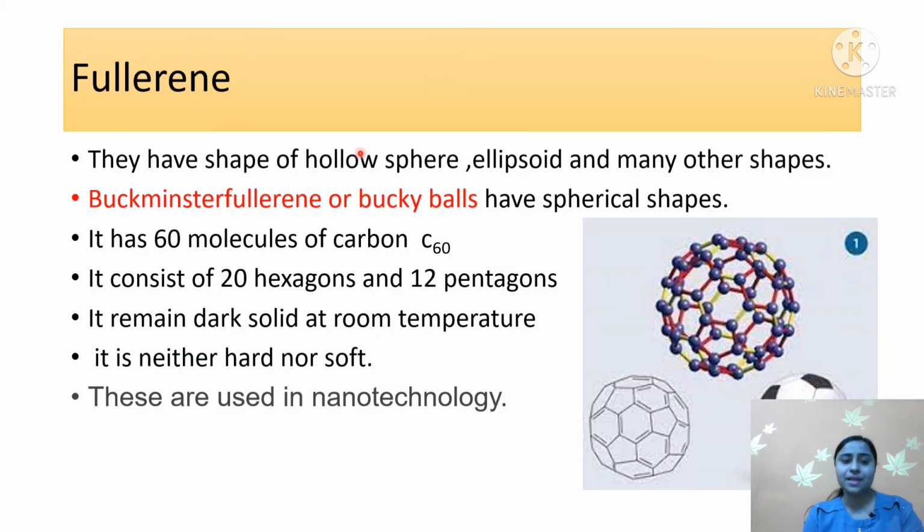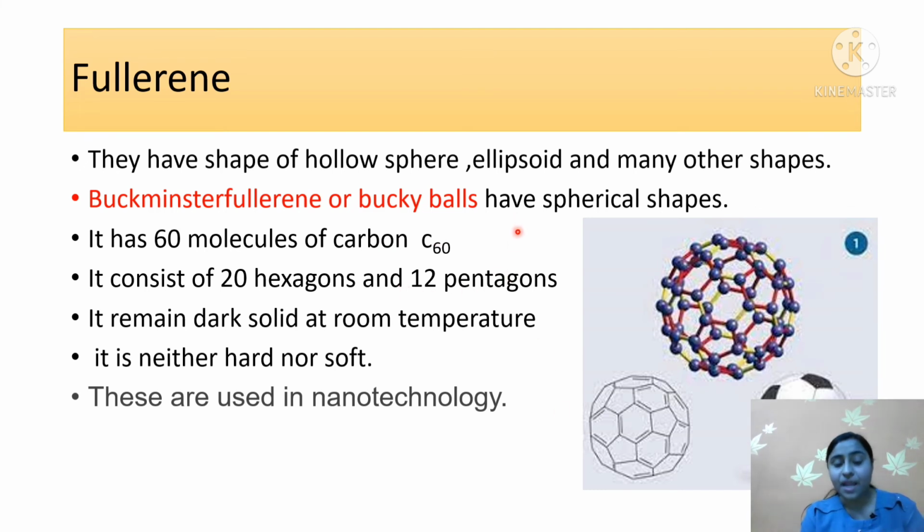Now here is our third and last allotrope of carbon, that is fullerene. They have the shape of a hollow sphere, or an ellipsoid, or they can also have many other shapes. The major, famous one is Buckminster fullerene, or buckyballs, which has a spherical shape. Actually, the buckyballs look like a football, and it has a compact size. Why? Because it contains only 60 atoms, and that is why we call fullerene C60.